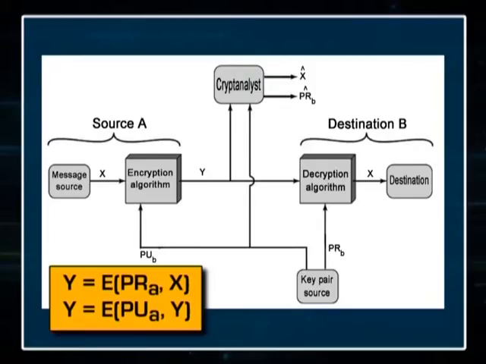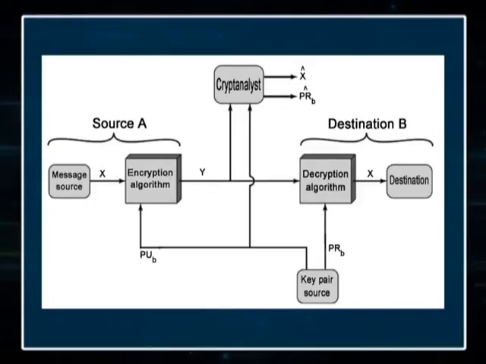Let us take a closer look at the essential elements of a public key encryption scheme, as shown in the figure. Here Y = E(PRa, X), and X = D(PUa, Y).